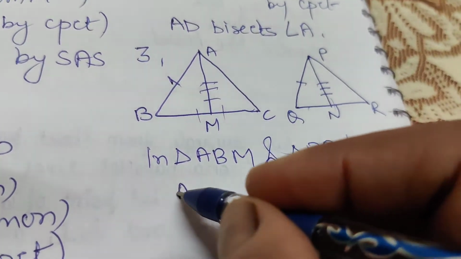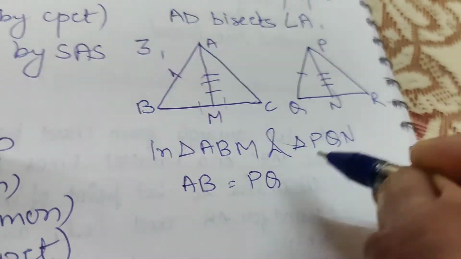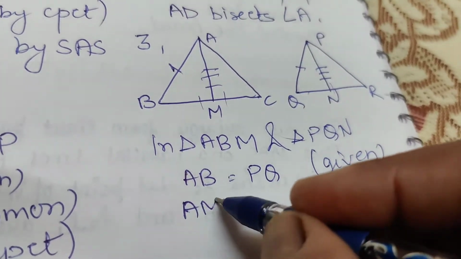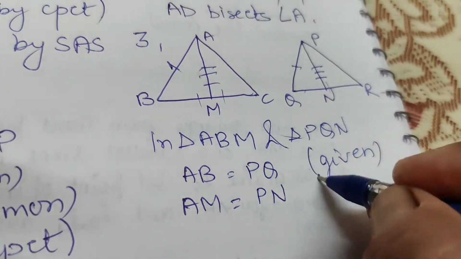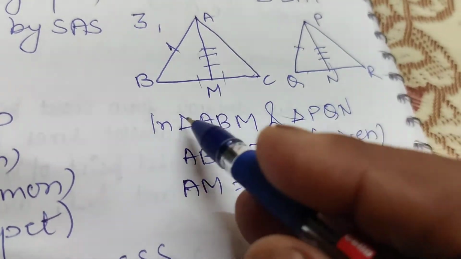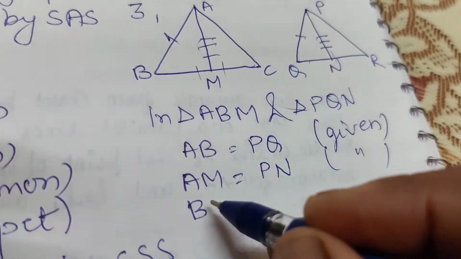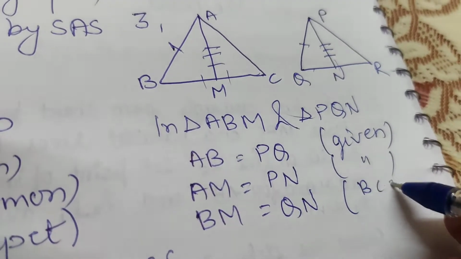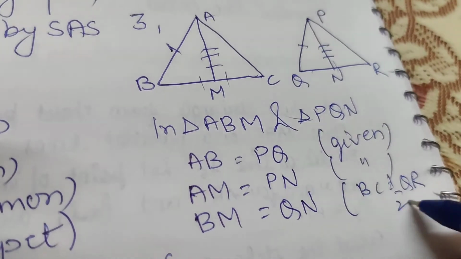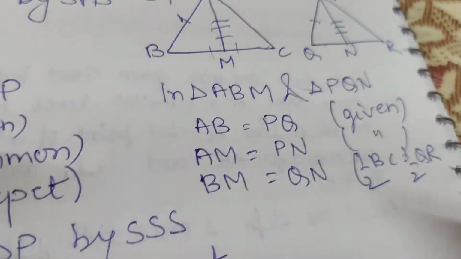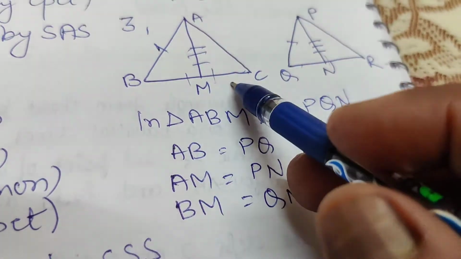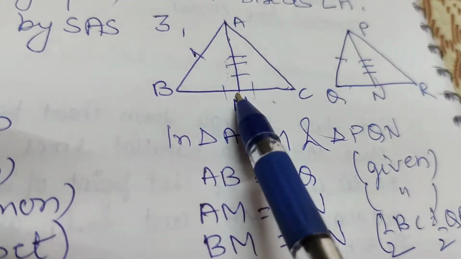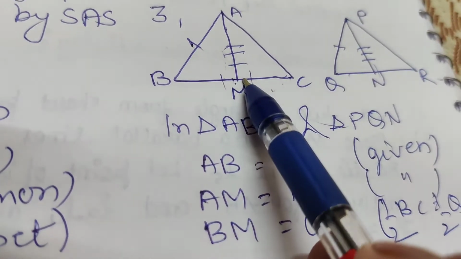In triangle ABM and triangle PQN, we are comparing these two triangles. AB equal to PQ, given. Next, AM equal to PN, also given. And third, BC equal to QR. Therefore, BM equal to QN, half of equal sides. M is the midpoint of BC and N is the midpoint of QR. Median is the line joining the opposite vertex to the midpoint of the opposite side.